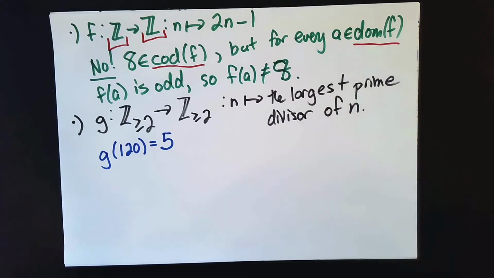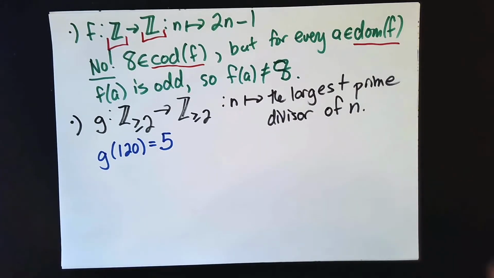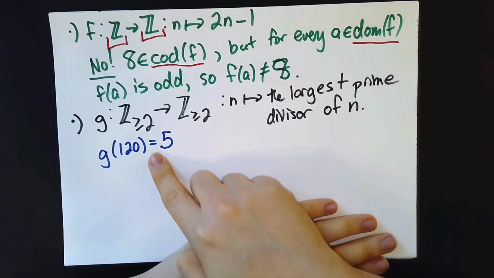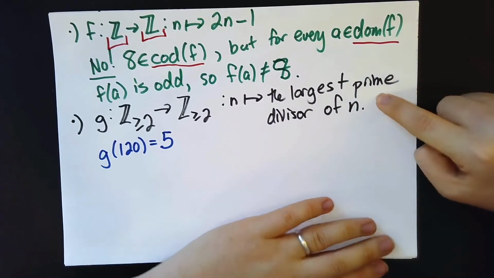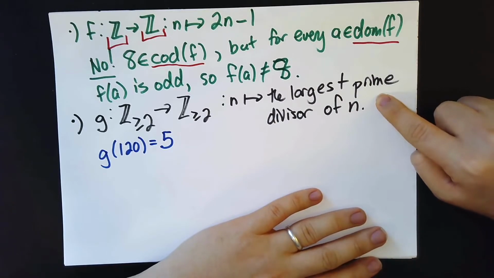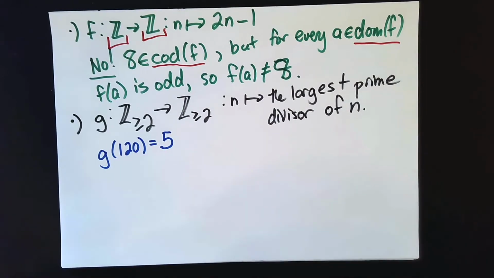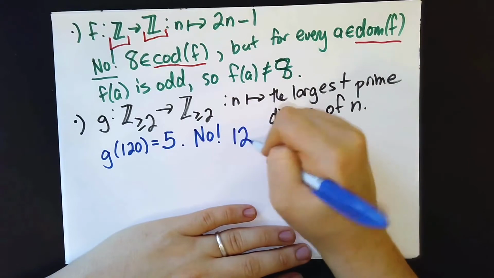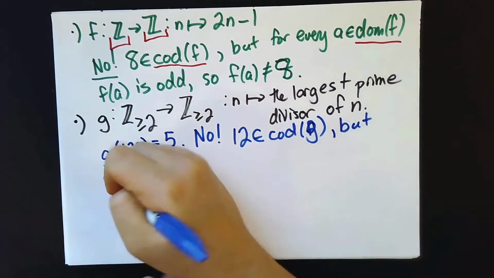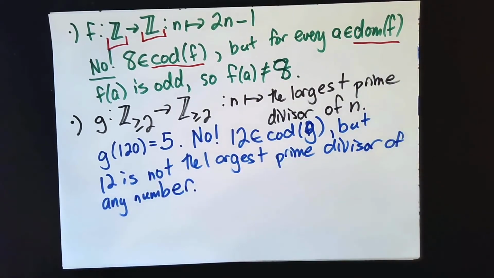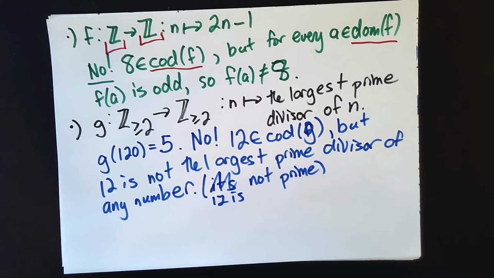Now, this is a function that's not given in the way you're probably used to functions being given, because I've given a text description, but this is a perfectly acceptable way to describe a function. And in fact, if you look at it, this function is definitely not onto. The way I can see that is that by definition, the output of this function is always prime. And there are plenty of numbers here that are not prime. So if I were to write that up, I would write something like, no, say 12 is in the codomain of g, but definitely 12 is not the largest prime divisor of any number. And just to make sure the person who's reading this gets it, it's not prime.